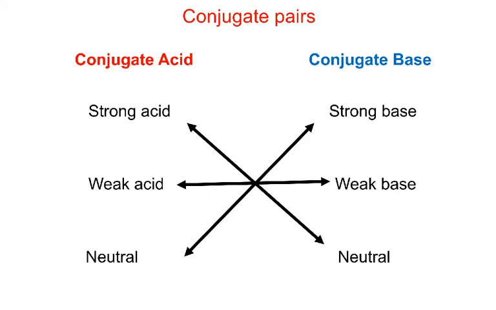Just to summarize what we talked about on that last slide, if I have a conjugate acid-base pair, and the acid is a strong acid, then its conjugate base is going to be so weak that it's in fact neutral. If I have a strong base, its conjugate acid is going to be so weak that it's neutral. But if I have a weak acid, its conjugate base is going to be a weak base, or if I have a weak base, its conjugate acid is going to be a weak acid.